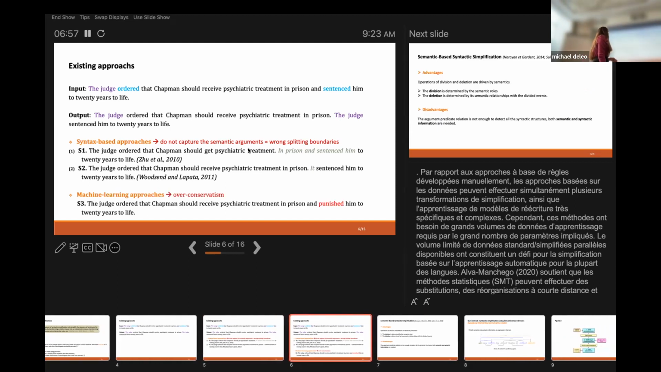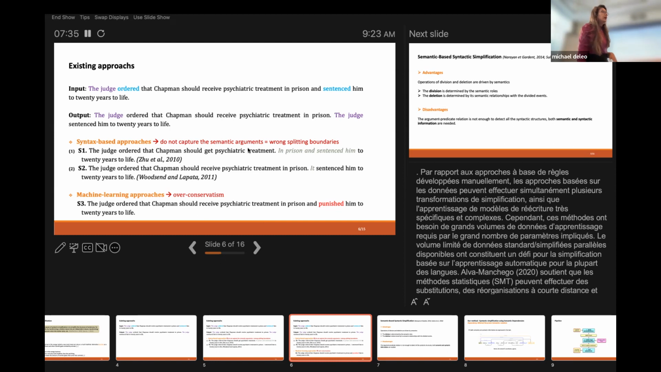Another approach is machine learning approaches. They do not work on syntactic simplification, because in the corpus they work on, we don't find syntactic simplification or splitting operations. So they are working only on lexical simplification. So here we don't have a syntactic simplification. It works only on lexical simplification.